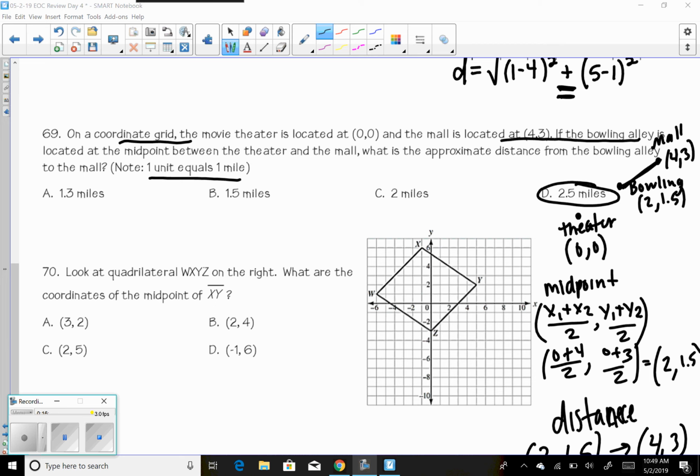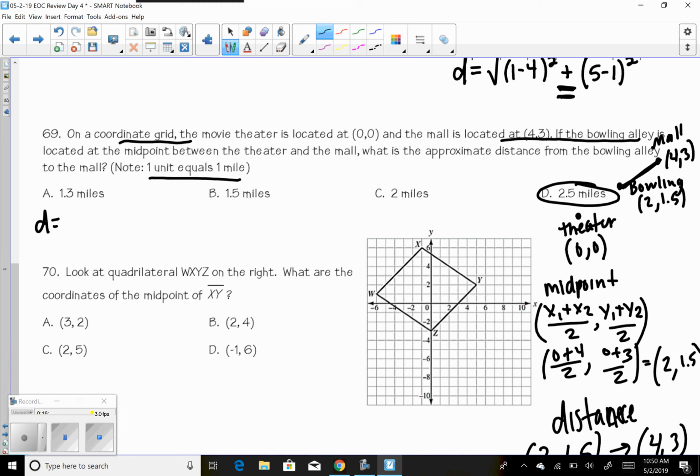But if you wanted to save some work, let's just think for a second. From the theater to the mall, we have those coordinates. And the bowling alley is exactly halfway, and we just want to know the distance from the halfway point to the mall. So rather than finding the midpoint and then finding the distance from the midpoint to the other end, you could have found the distance from the theater to the mall and divided it by 2 to get half the distance from the halfway point to the mall. Let's see what that would do.